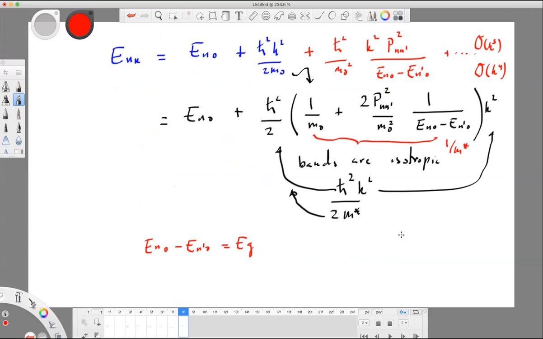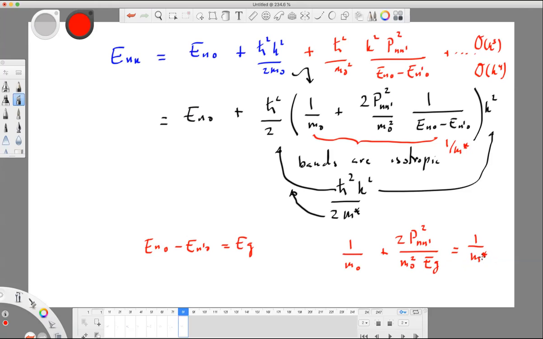So this term is going to look like 2|p_nn'|² over m0² times the gap energy, where m0 is the bare mass. And then we're going to have 1 over m0, and this whole thing is 1 over the effective mass. Okay, so remember that the effective mass is going to depend on the gap. If the gap is larger, the effective mass is going to be larger also.